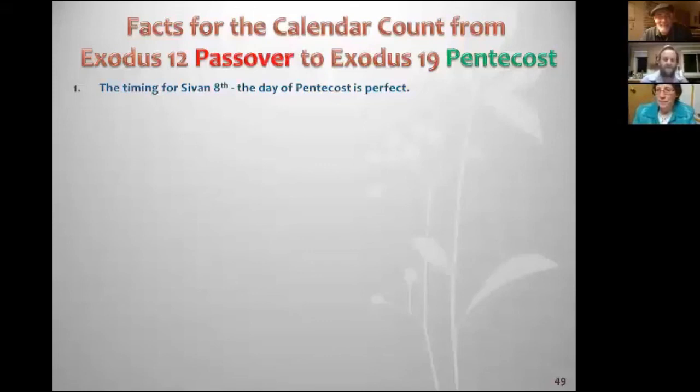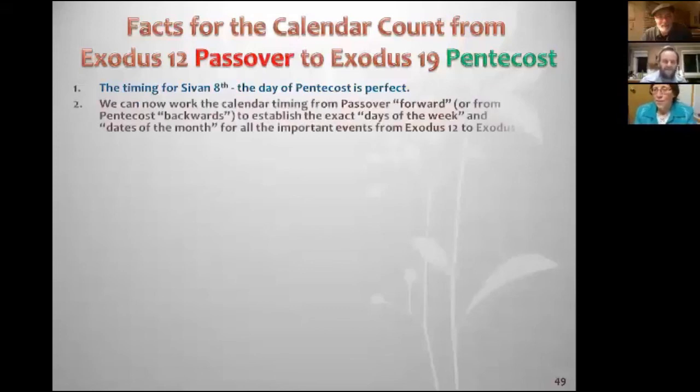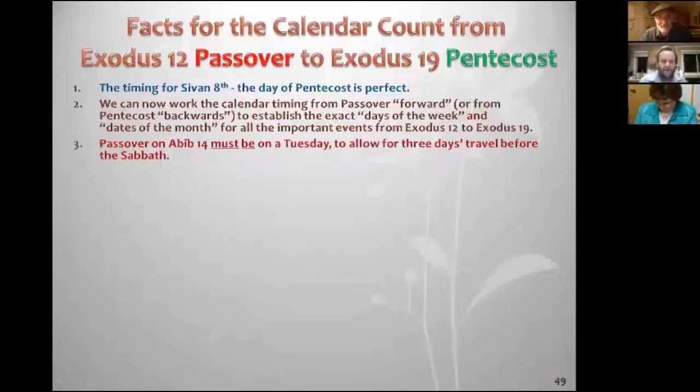Facts for the calendar count from Exodus 12, Passover, to Exodus 19, Pentecost. Number 1, the timing for Sivan 8th, the day of Pentecost, is perfect. Number 2, we can now work the calendar timing from Passover forward or from Pentecost backwards to establish the exact day of the week and dates of the month for all the important events from Exodus 12 to Exodus 19. Number 3, Passover on Abib 14 must be on a Tuesday to allow for 3 days travel before the Sabbath.